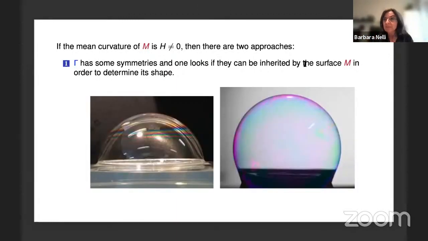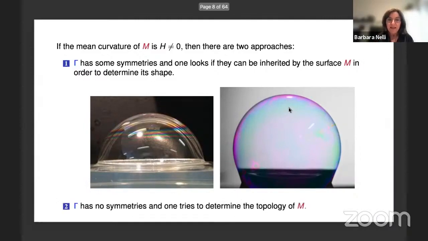And this is the typical case of the 2 spherical caps. Take a circle, and then you know that you have at least the 2 spherical caps as surfaces with constant mean curvature and that boundary. Then, if gamma has no symmetries, you can try to determine the topology and the shape of M in some different way. So the first way is to see if you can recover symmetries, and the other way is to work in a different way if you have no symmetries.